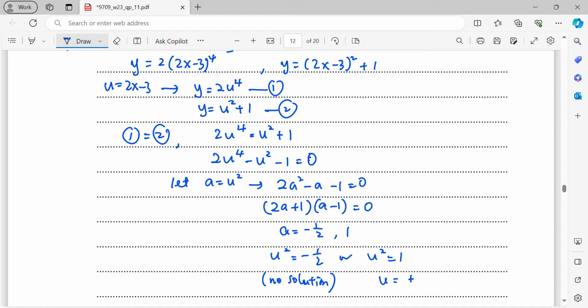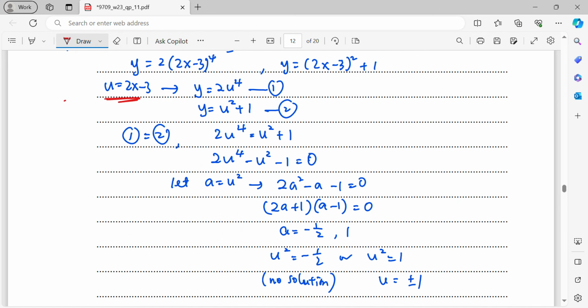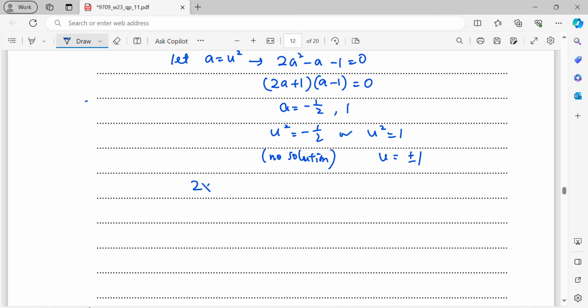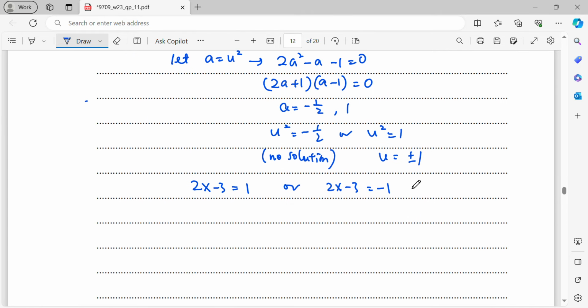Therefore, your u is plus minus 1. Now, refer back to your u. Your u is 2x minus 3. So which means now 2x minus 3 equals 1 or 2x minus 3 equals minus 1. Okay, now let's look at the question. You need to find coordinates of A and B. So it means that you need to find the 2 x values. So 2x equals, moving the minus 3 to the right side, becomes 4.